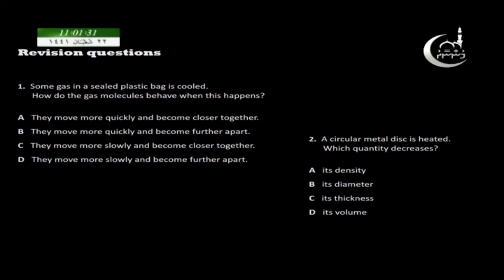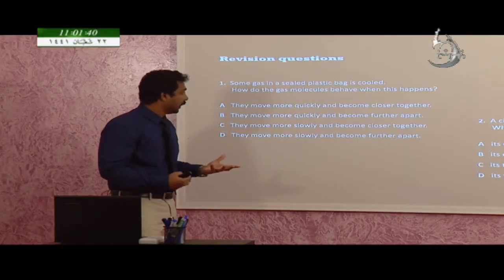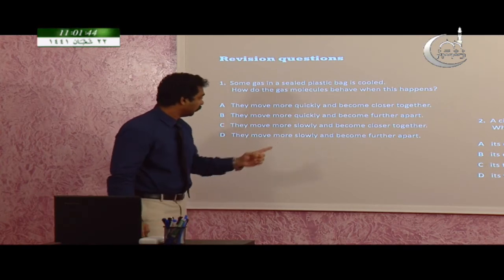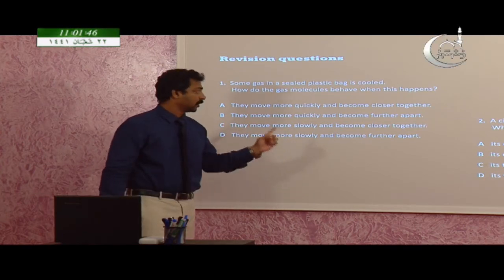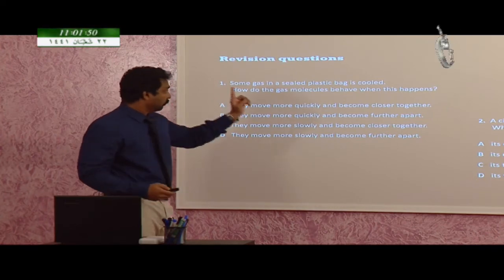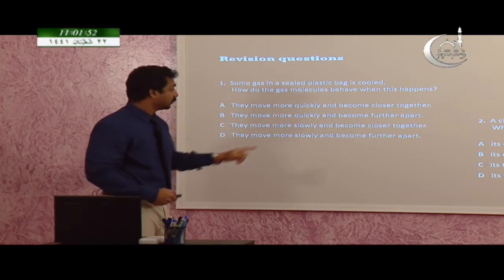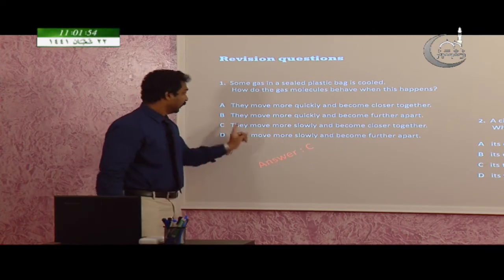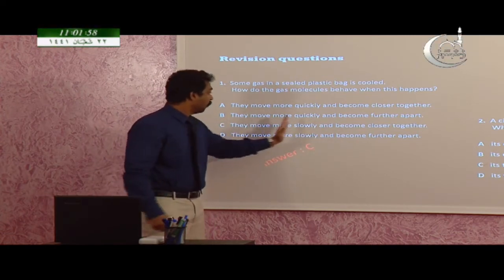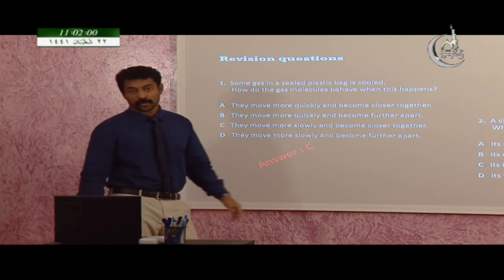We have 4 options. So here the plastic bag is cooled. Keep in mind, they move more quickly and become closer together. They move more quickly and become further apart. They move more slowly and become closer together. They move more slowly and become further apart. From these 4 options, the plastic bag is cooled. Cooled means the answer is C. They move more slowly and close together.